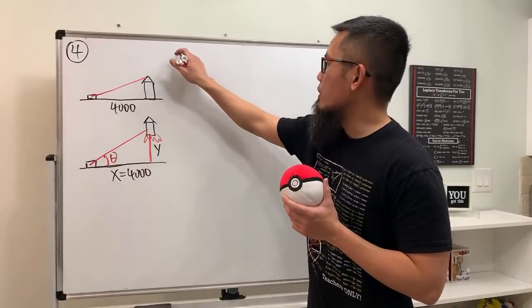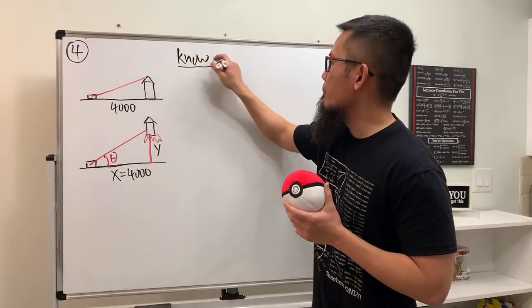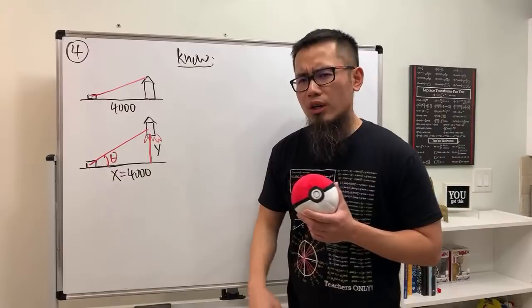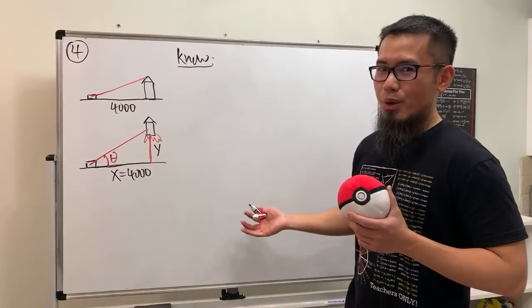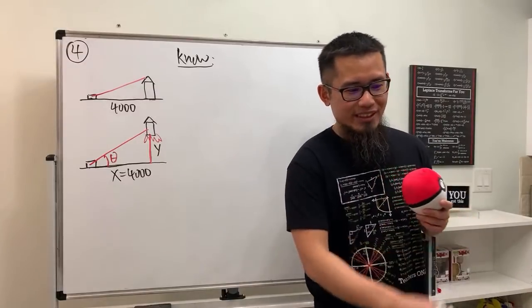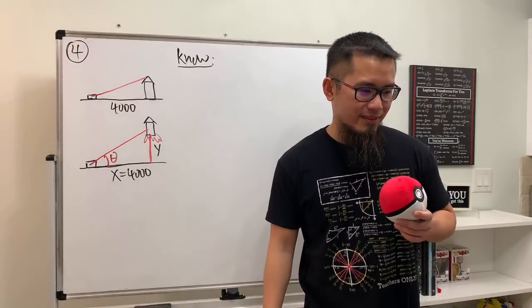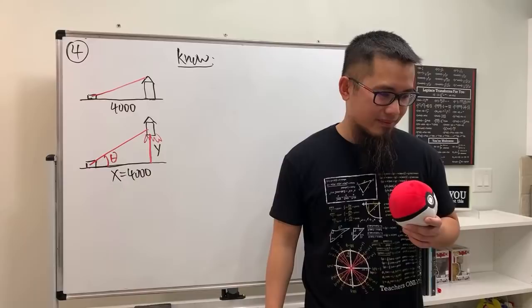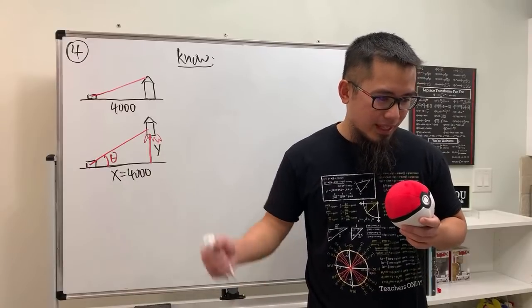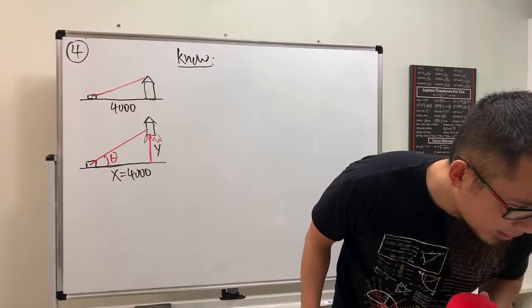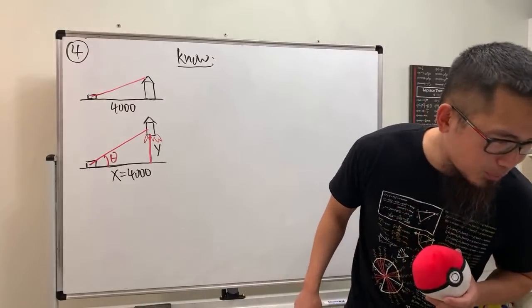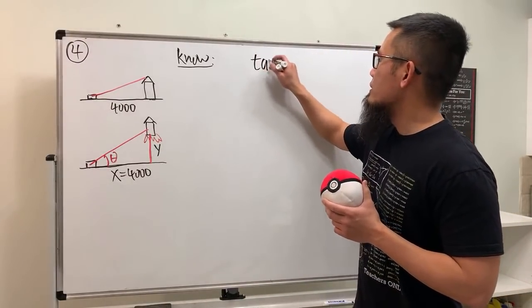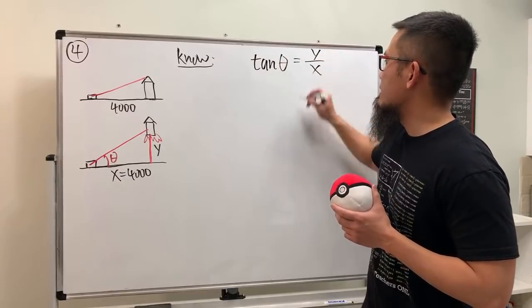So let's go ahead and put down what we know, and also what we want to know. This is the opposite, this is the adjacent, and this is the angle. So use the trig function. Which trig function can we use? In the chat, go. X, y, and theta. Tangent. Excellent. So I'm going to write this down: we know that we can use tangent theta being equal to y over x, right?